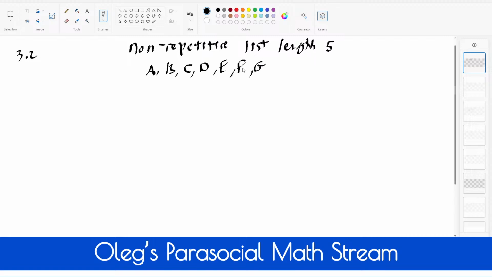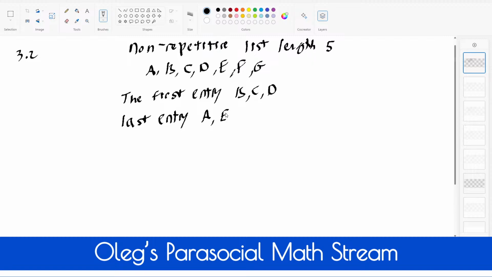Okay, A, B, C, D, E, F, G. All right. And the first entry has to be B, C, or D. And that last entry, a vowel. So that's A, E. Okay.